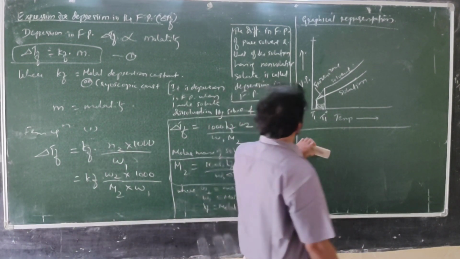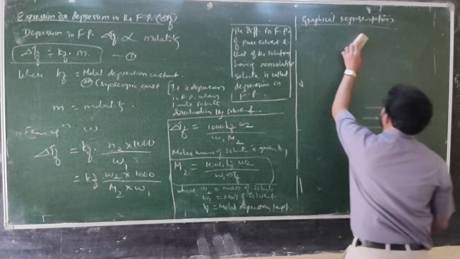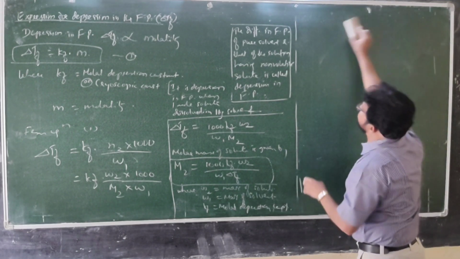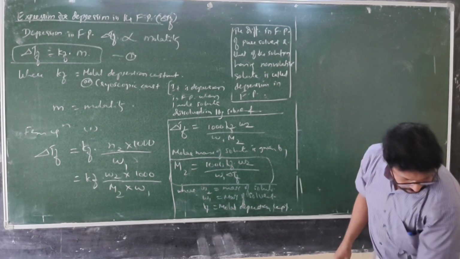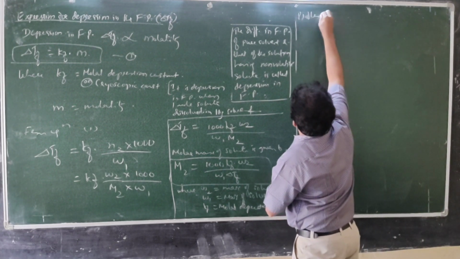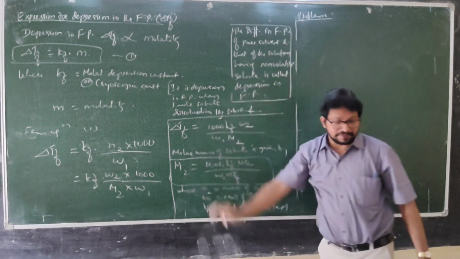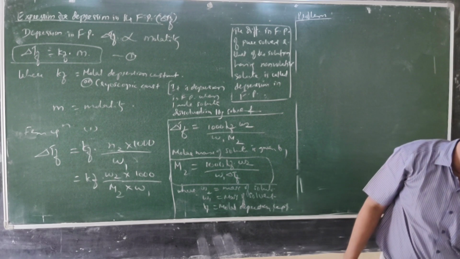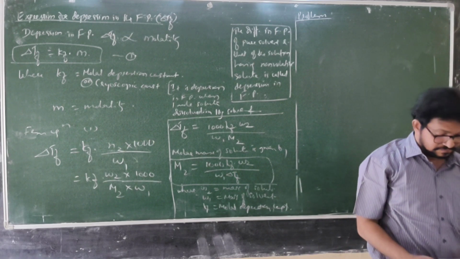So problems on this you have also seen. Problems on depression in freezing point you have to learn. So one problem, if I work out, I think this completes another colligative property, that is depression in the freezing point.